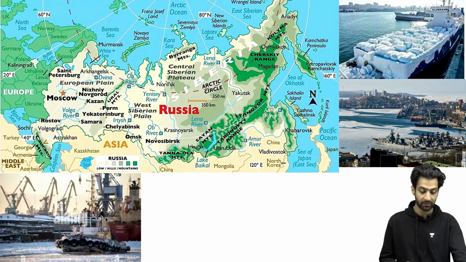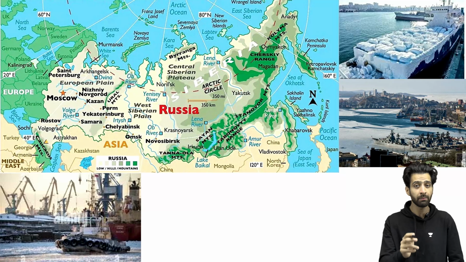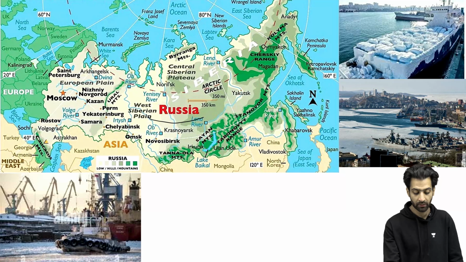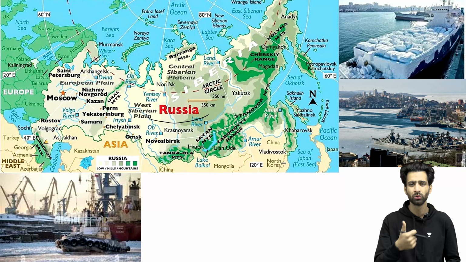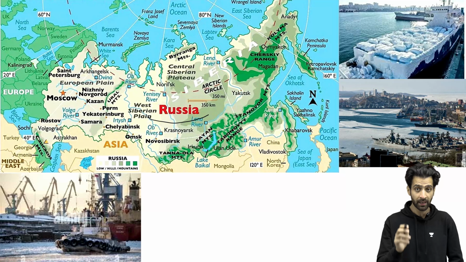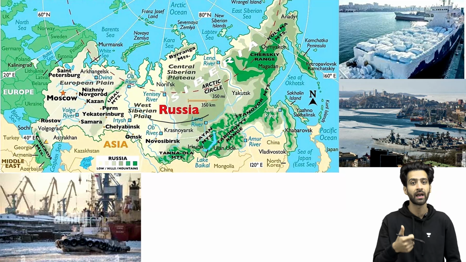Now, let's move to the second reason. This is the map of Russia. If you look at Russia, it has an abundance of natural resources. It has crude oil, natural gas, and a lot of minerals. But one problem with Russia is that it has little access to international waters.